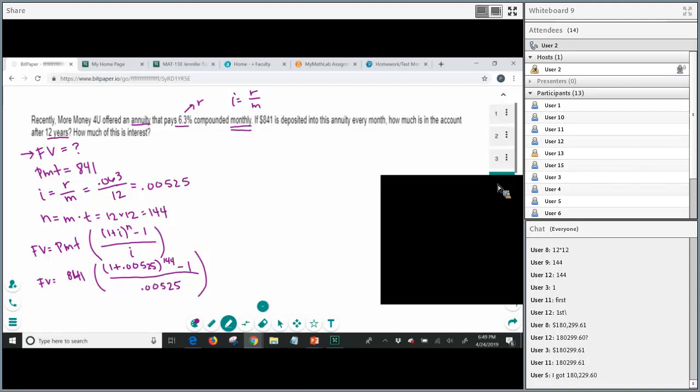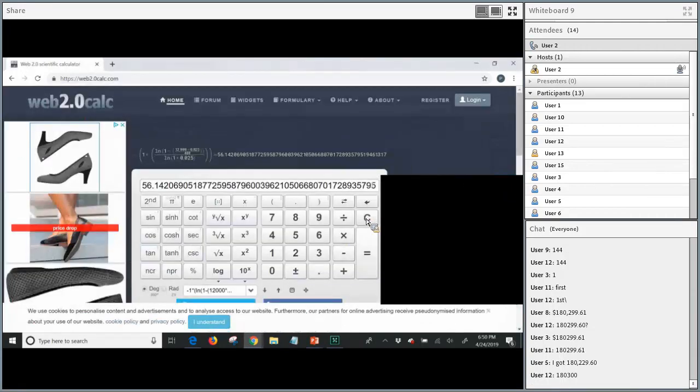Okay, looks like we're all getting the same amount, which is 180,000. Now, this particular question said to round to the nearest dollar. So if we're rounding to the nearest dollar here, we would get $180,300. Okay, good. So real quick, just for anyone who was having trouble, let's go ahead and put it in.